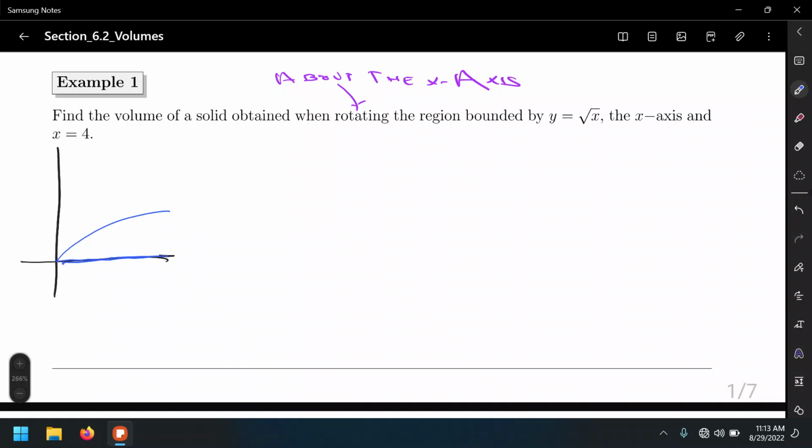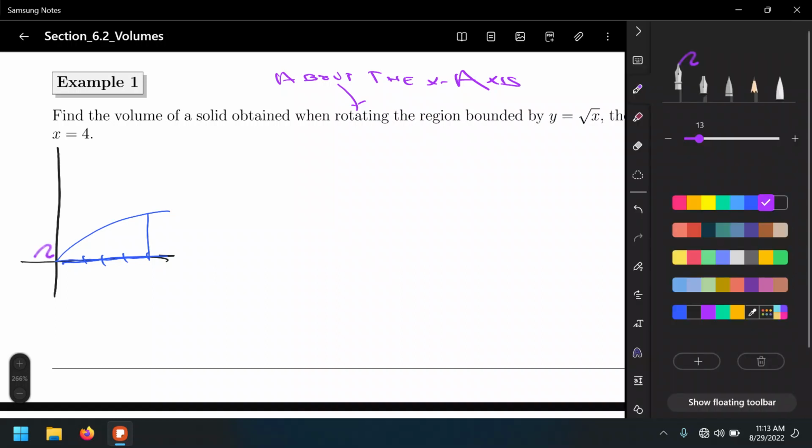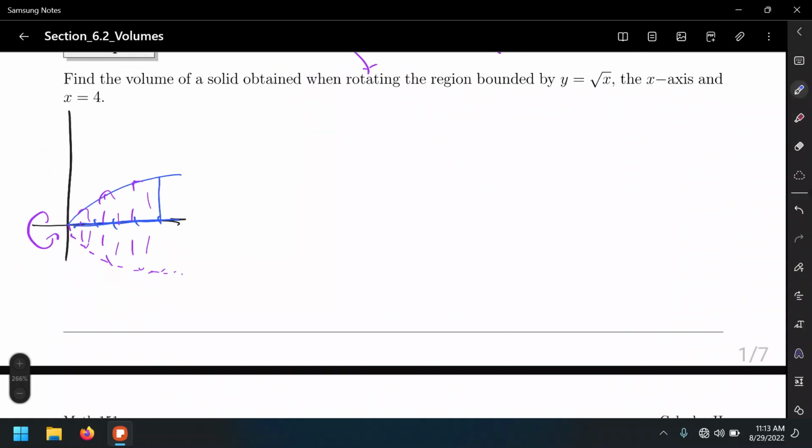Alright, and x equals 4. 1, 2, 3, and 4. Alright. So we will rotate this region about the x-axis, and as an end result, we're going to get this solid. It's like a sideways cup, if you will, but it's actually solid. So it's really not a glass. It's like a bullet, if you will. It looks like a bullet. Okay. So let's set up the integral that calculates this volume.